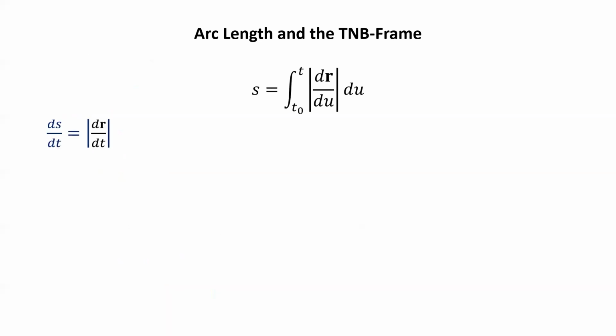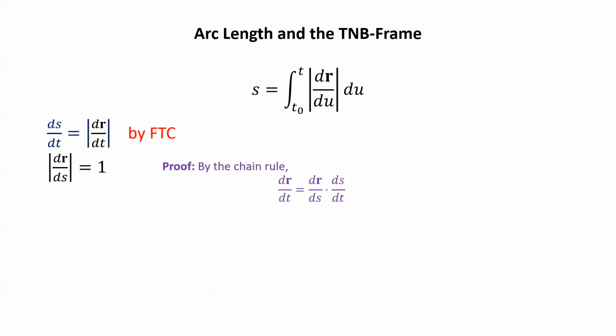Notice that ds/dt is just the length of dr/dt. This follows immediately from the fundamental theorem of calculus. Also, the length of dr/ds is 1. Let's see why that's true. By the chain rule, dr/dt is equal to dr/ds times ds/dt.